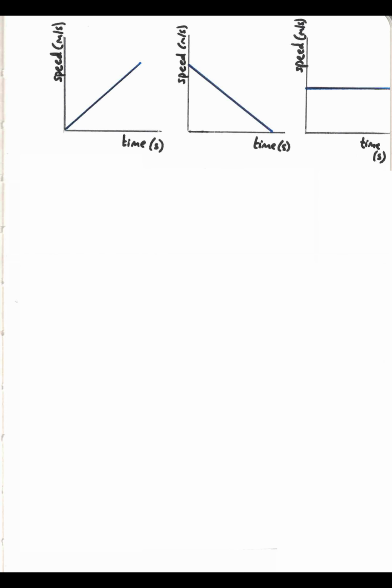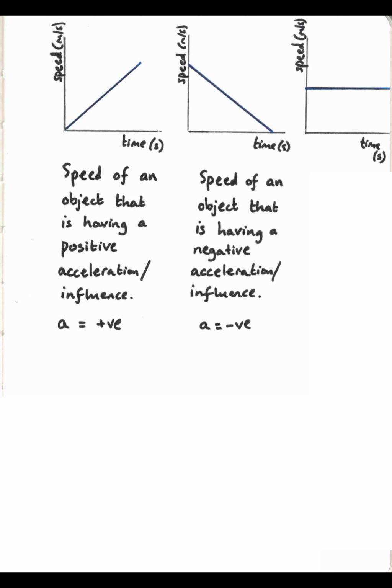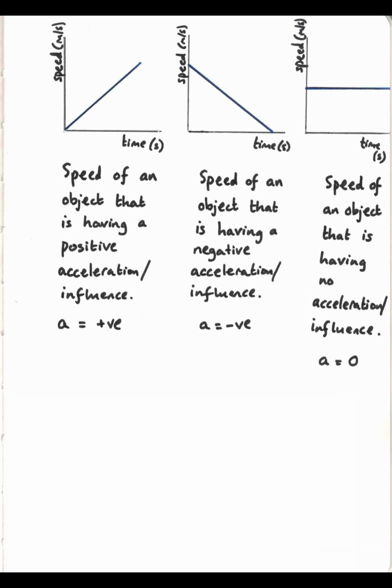Here are some speed-time graphs for 3 different objects. Let's see if we can work out what is happening to each object. The first object has a speed that is steadily going up. Therefore, there must be a positive influence or acceleration acting on the object. The second object has a speed that is steadily going down. Therefore, there must be a negative influence or acceleration acting on the object. The third object has a speed that is just staying the same, constantly. Therefore, there won't be any influence or acceleration acting on the object. Another way of saying this is that a equals 0.